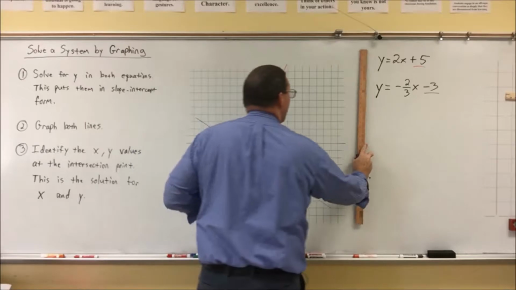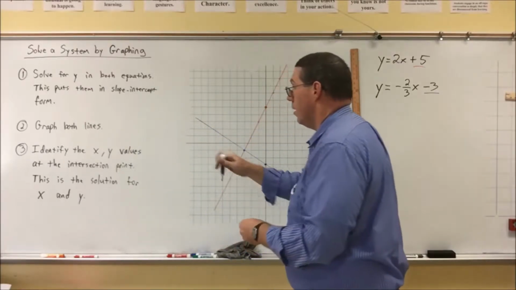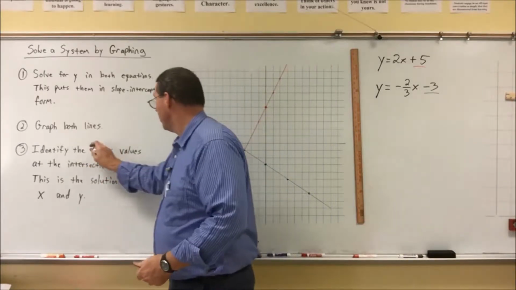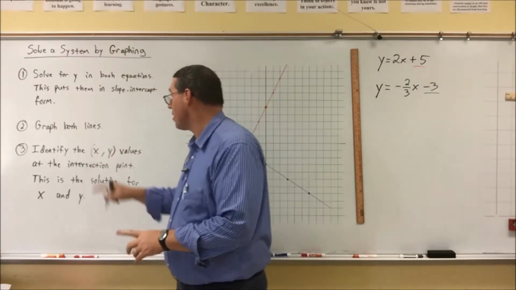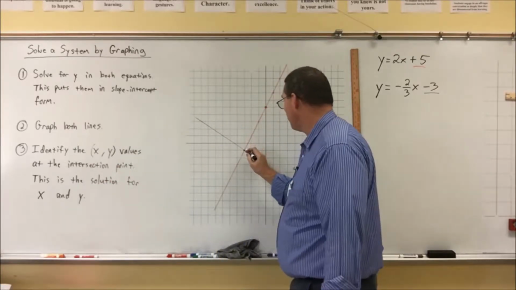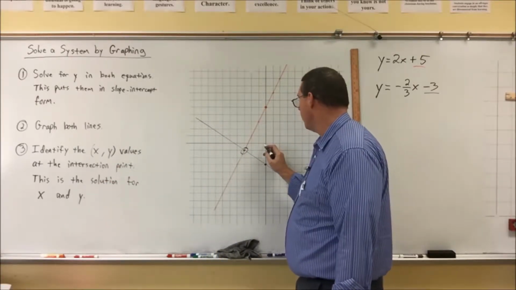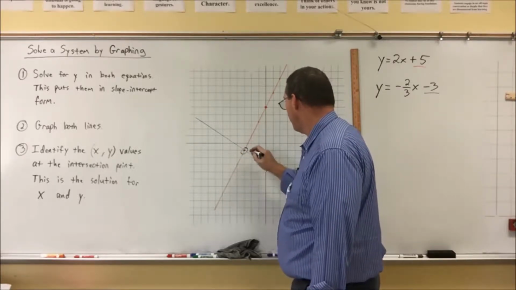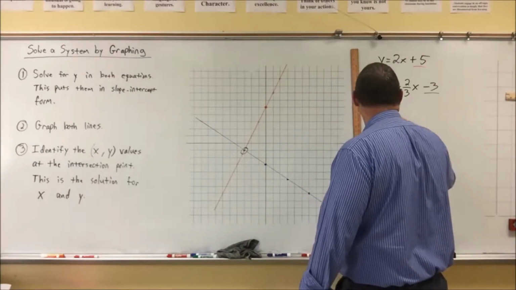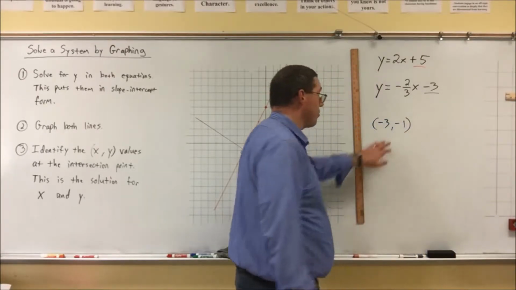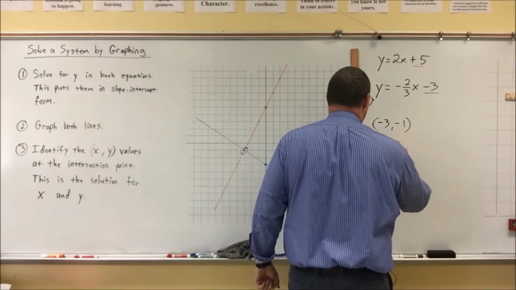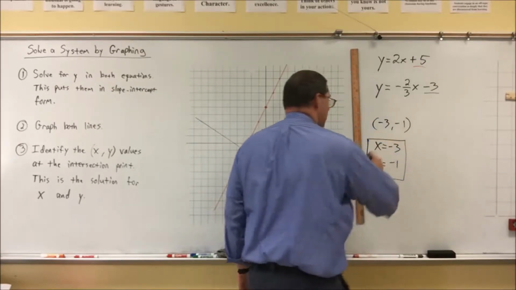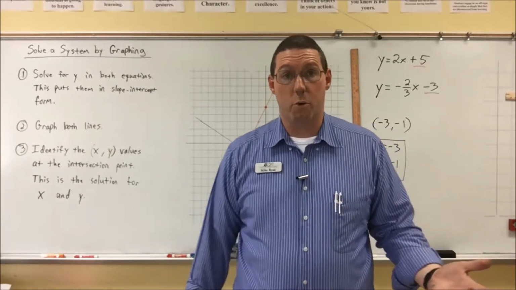And then it says, identify the XY values at the intersection point. So where do they both intersect? They both intersect right here. And that looks like 1, 2, 3 back and down 1. So that's -3 and -1. So -3 and -1 is the intersection point. That means our solution is x equals -3 and y equals -1. And that is our solution for this system of equations.